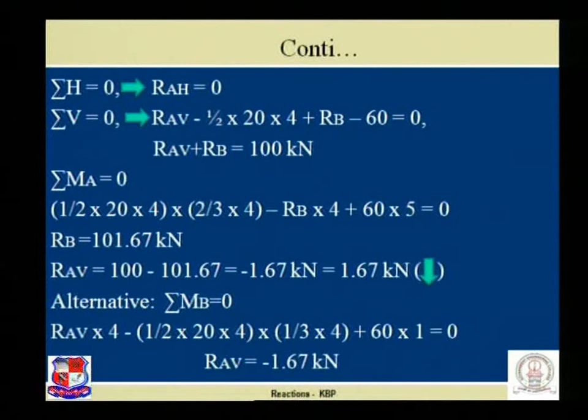Now if we put the value of RB in this equation, we find RAV is equal to minus 1.67 kilonewton. Minus sign, an interesting point. See the figure.